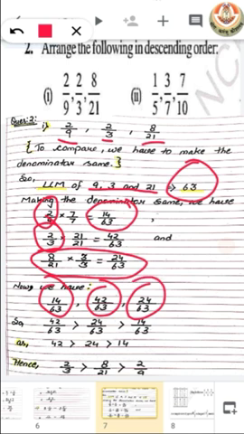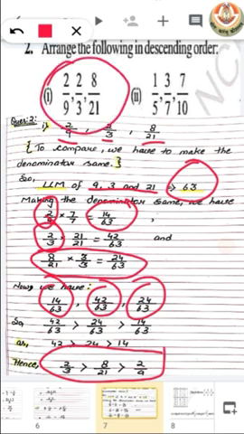So after having the same denominator, we just focus on the numerator for comparison. So here we have 42, 24 and 14 in the numerator, and we all know that 42 by 63 is the form of 2 by 3. 24 by 63 is of 8 by 21. 14 by 63 is of 2 by 9. That means this is the descending order for the given three fractions.